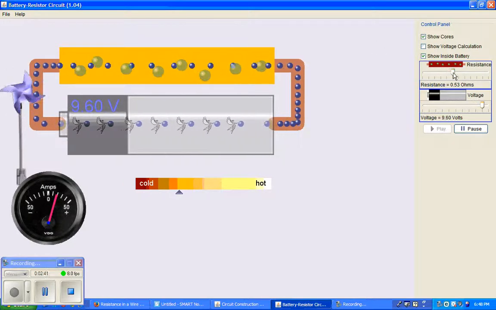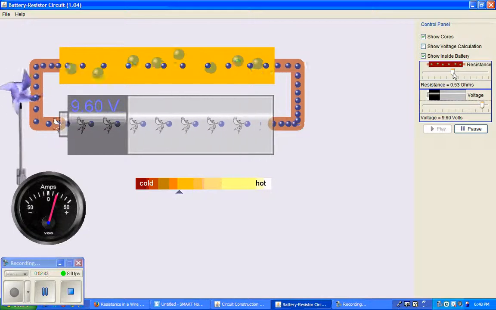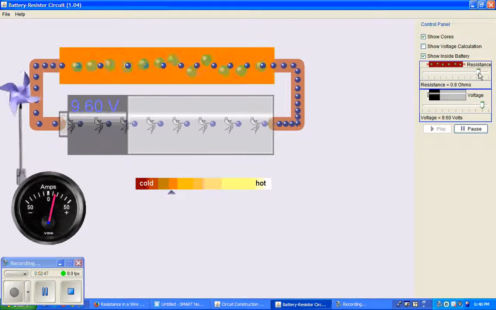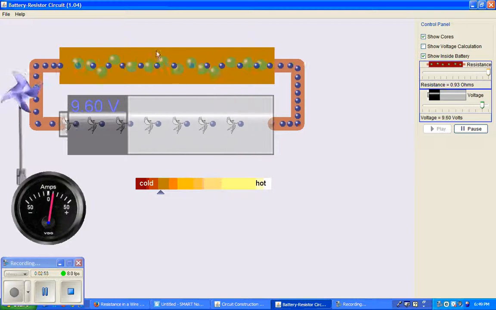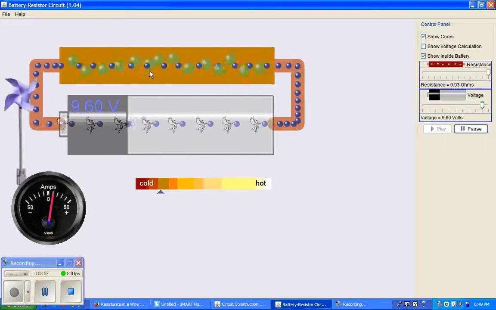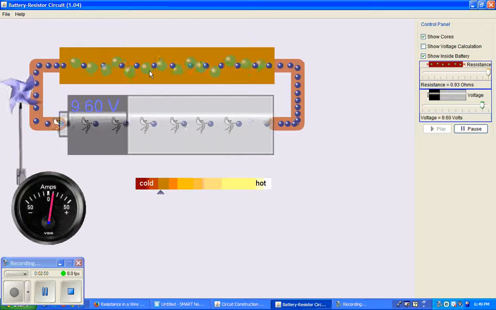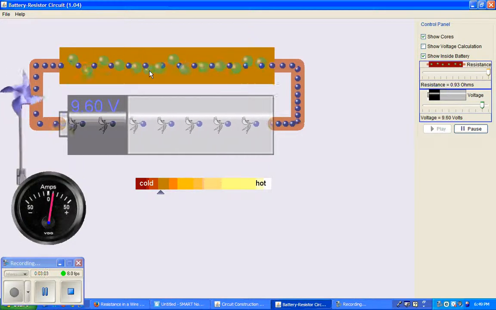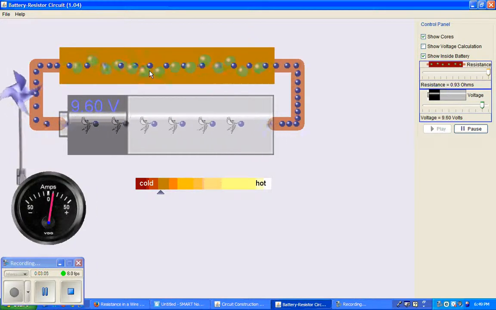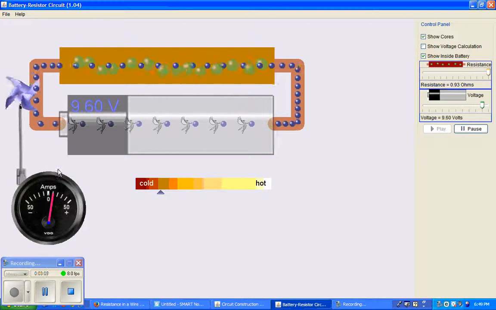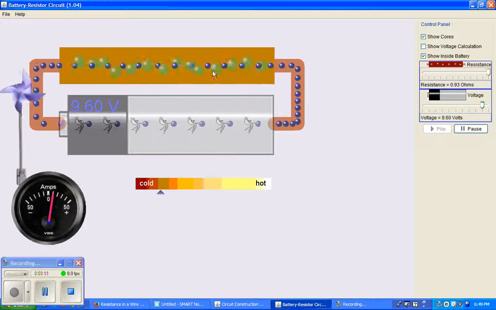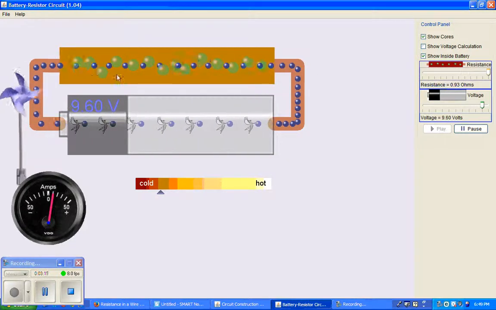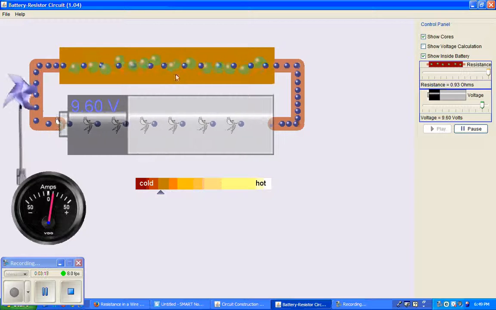Now watch what happens when I increase the resistance of our resistor. What we're doing is increasing the collisions, so the molecules that make up the resistor are pushing back harder on the electrons as the electrons try to move through the resistor. You can see the current has gone down, the pinwheel is not spinning as fast, the flow of electrons through our circuit has slowed down, and again we're getting some random motion there.